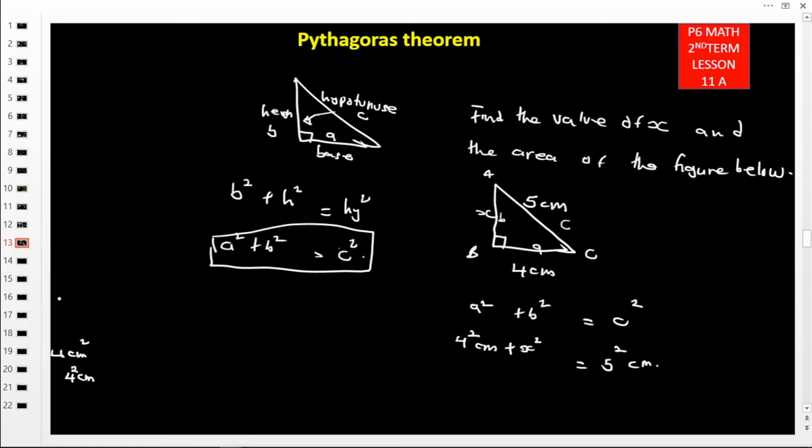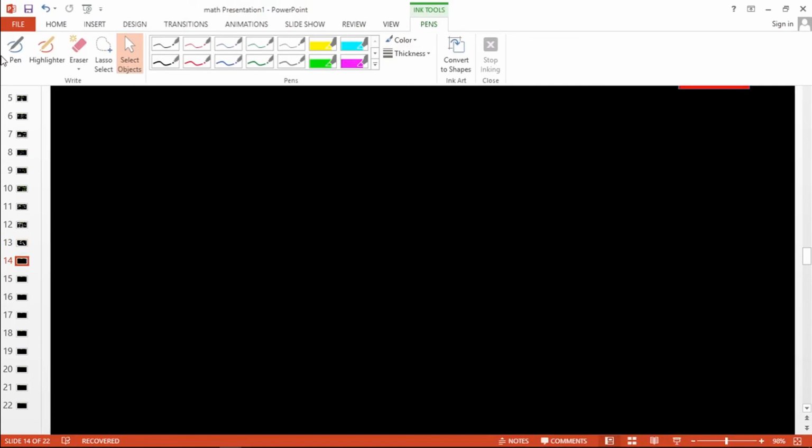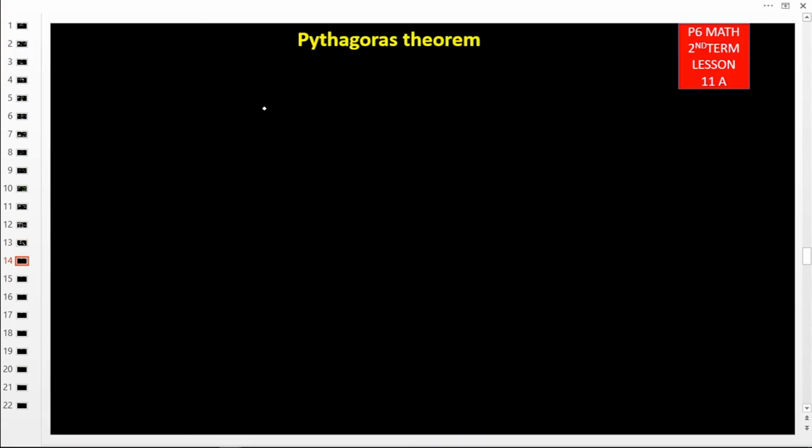So that means that 4 times 4 is 16 centimeters, then plus x squared, that is 5 times 5, so that is 25 centimeters. Now, my dear learner, do you know what we are going to do here? This one is now calling for arranging equations.